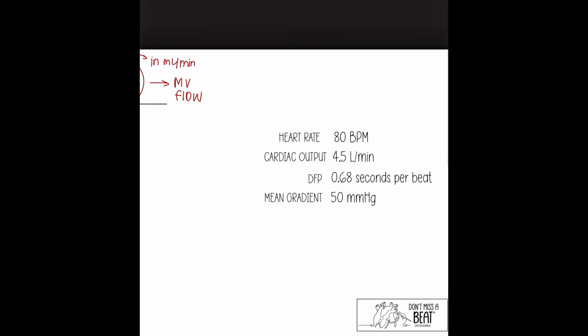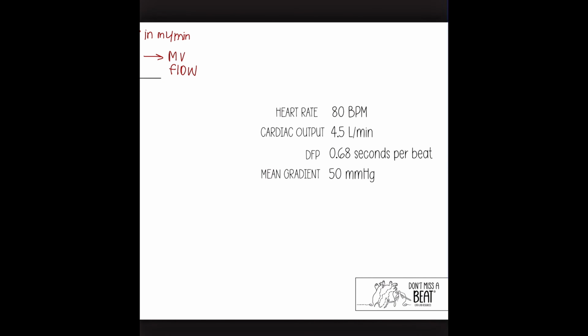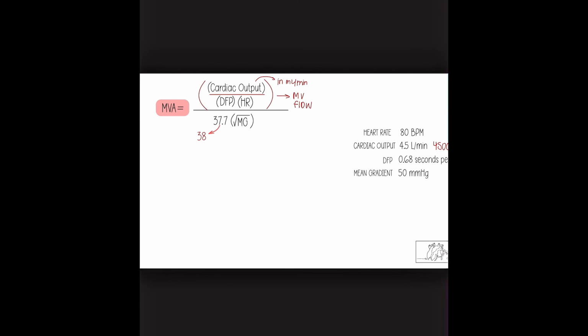So let's look at what we were given. We were given a mean gradient. We're given diastolic filling period in seconds per beat. We're given cardiac output, again, 4.5. We already did that math, so we know that's 4,500 milliliters per minute. And a heart rate of 80. So let's plug it in and see what we get.